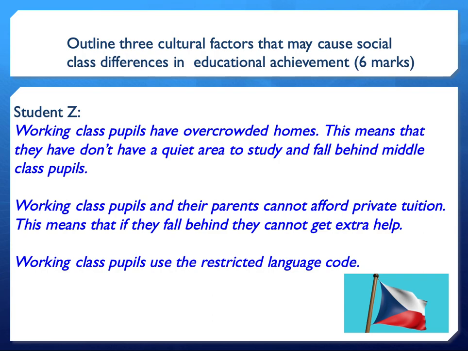The examiner will go to student Z's third point, and restricted code is cultural, meaning that it scores 1 mark for the identification. But it's not explained, therefore it doesn't get the +1. Overall, therefore, this answer scores 1 out of 6. Sad face.